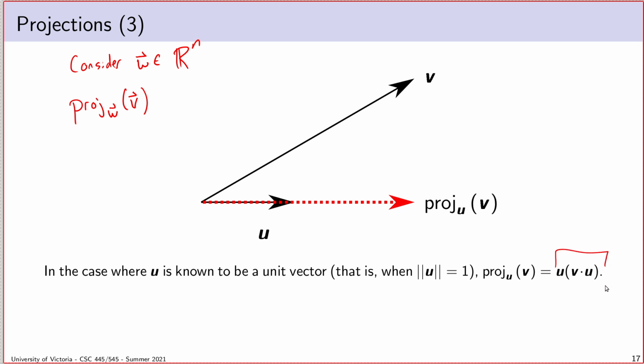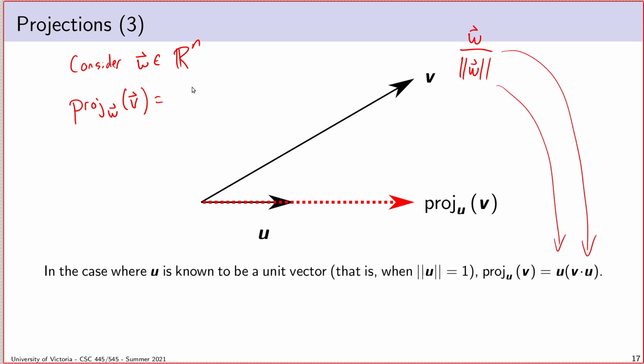So I could always make W into a unit vector. Well, how do I do that? Well, to make W a unit vector, I divide it by its own length, because that way the length of the result will definitely be 1. So I say, well, why don't I just sub in this term here, W divided by length W. Why don't I just sub that in to this formula everywhere I'm using my unit vector u? Okay, so we do that. So the projection of v onto w would be w divided by length w multiplied by v dot, and then again w divided by length w.